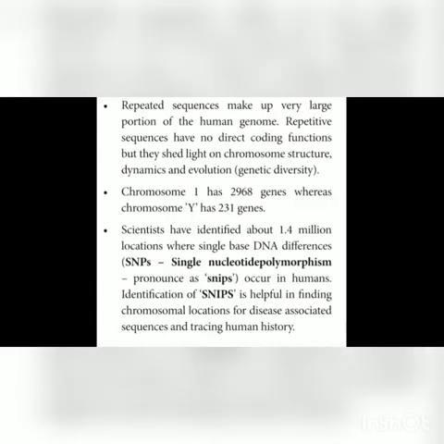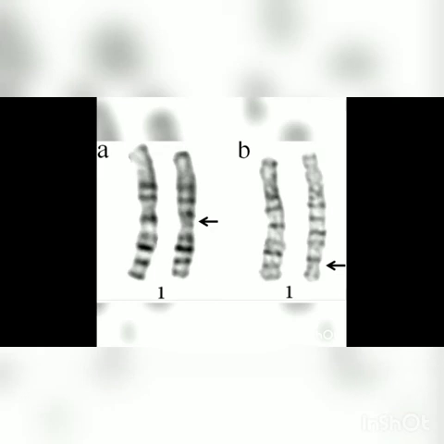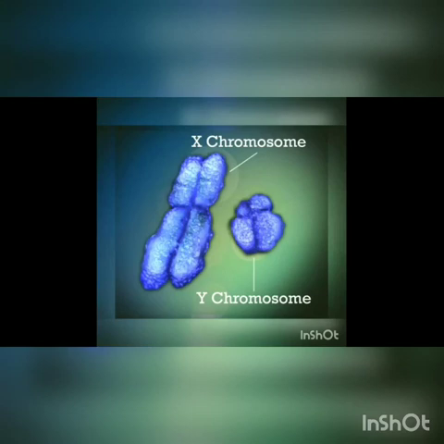Less than 2% of the genome codes for protein. The repeated sequences make up a very large portion of the human genome. The repeated sequences have no direct coding function, but they shed light on chromosome structure, dynamics, and evolution, and help in genetic diversity. Chromosome 1 has 2,968 genes, whereas chromosome Y has 231 genes. There may be differences in the number of genes in chromosomes.